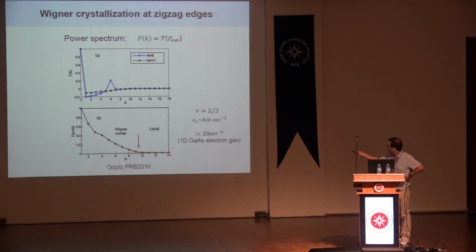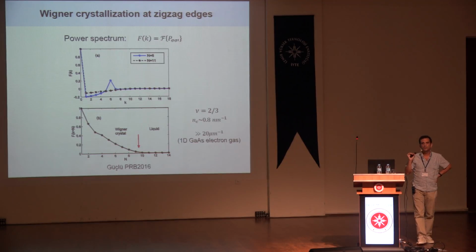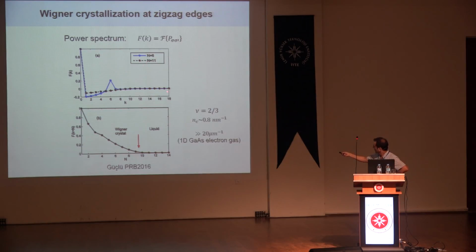Let's say this blue curve is for 6 electrons. At k equals 6, I have this peak. This peak gives you the strength of localization. For 11 electrons, the density is too high to give a peak. I would expect a peak at 11 if there was a Wigner crystallization, but we see none. So there is no crystallization for 11 electrons here.